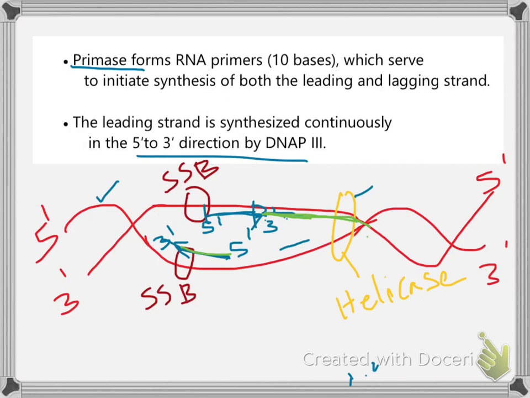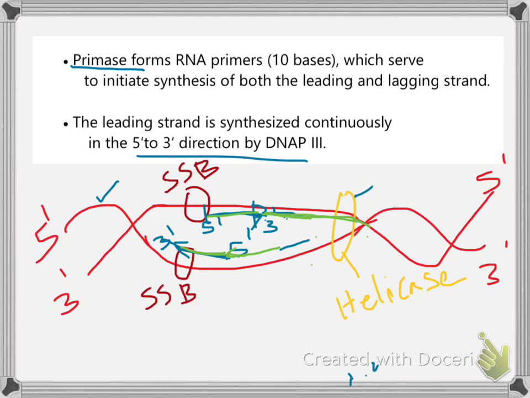So the DNA polymerase adds some nucleotides. Again, the RNA primer is required. So this lagging strand requires so many primers, but the leading strand requires only one primer. So the lagging strand is discontinuous because the direction is opposite. It is a discontinuous strand.